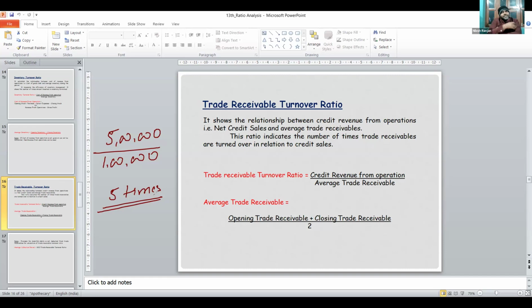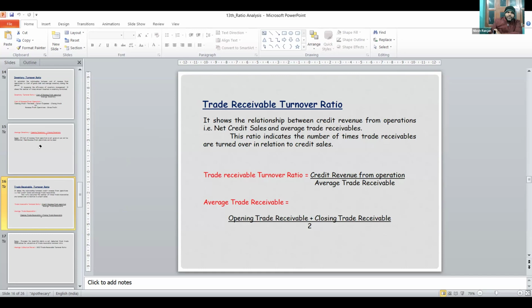Why? Because we are selling goods on credit worth 5 lakh and we are able to collect only half of that. That is not good. So that's why the trade receivable turnover ratio tells us how efficient we are in collecting money from the debtors. This is the concept of trade receivable turnover ratio. Now, average trade receivable equals opening trade receivable plus closing trade receivable divided by 2.